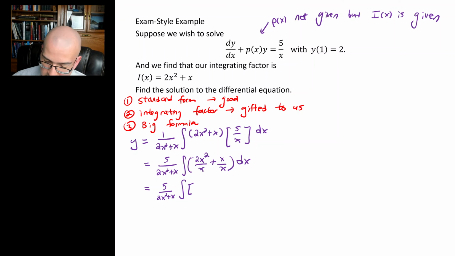And we have an integral of 2x plus 1, which is a nice integral. So 5 over 2x squared plus x. Antiderivative of 2x is x squared. Antiderivative of 1 is x. And we get a plus c.